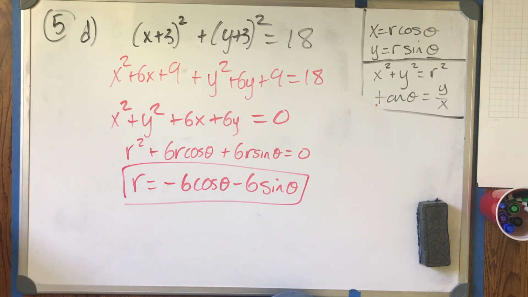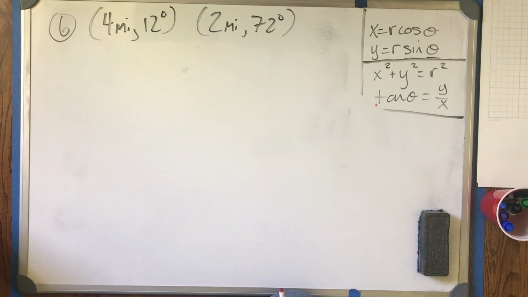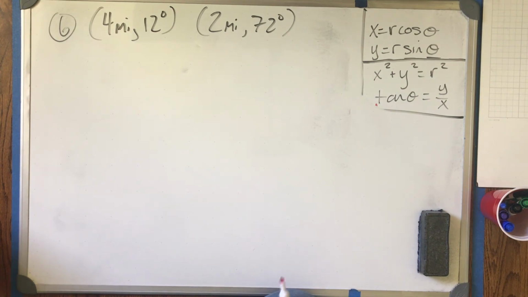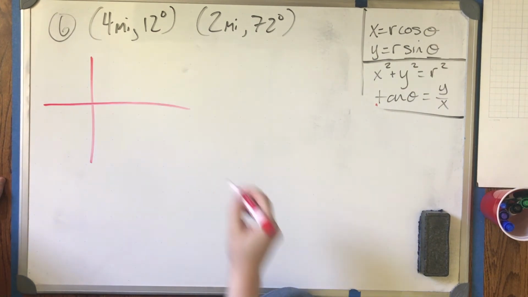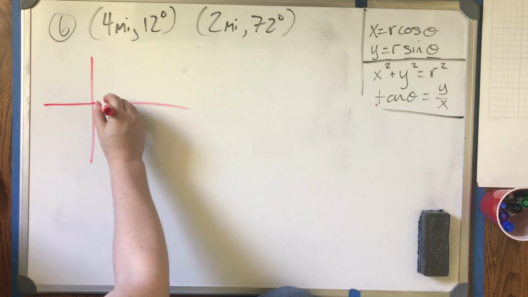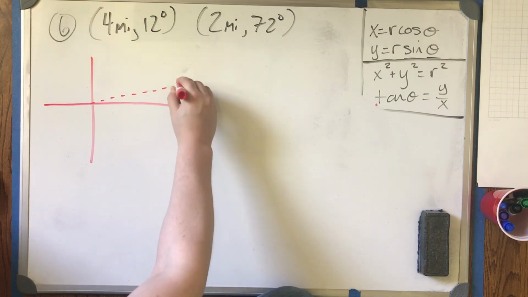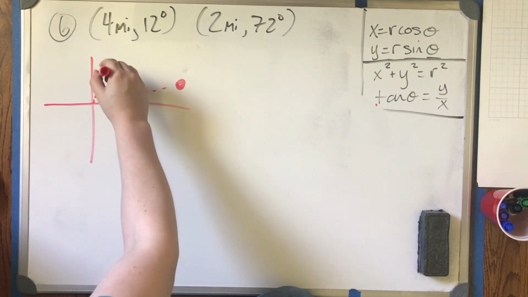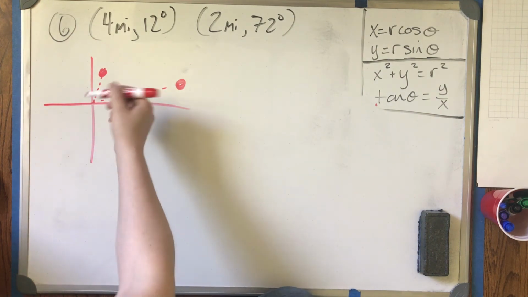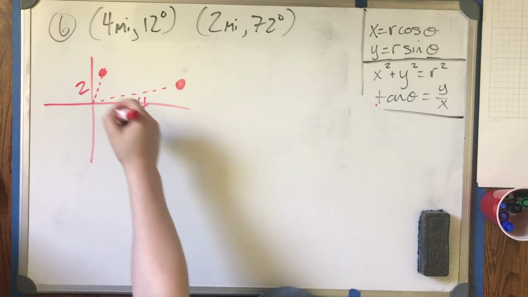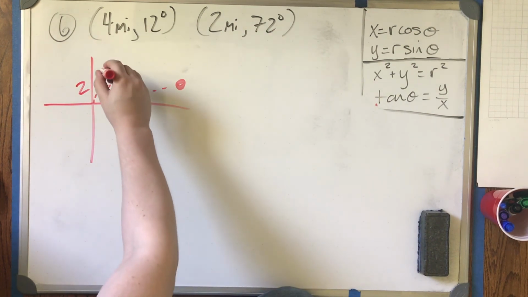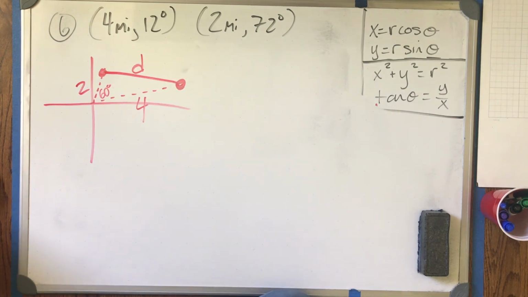Donezo. For 6, we're given the location of 2 planes relative to an airport. So the airport would be at the pole or the center, and here are the polar coordinates for these 2 different airplanes. First thing I'm going to do is sketch a quick picture of this. So I have 12 degrees is right here, and I'm going out 4, so that's going to be one of the planes. And then we have 72 degrees, that's right here, and it's only going out 2, so I'll do that. And let's label that, that's 4, that's 2. The angle in between is going to be 60, so I just did 12 minus 72. And what we're being asked to find is the distance between them.